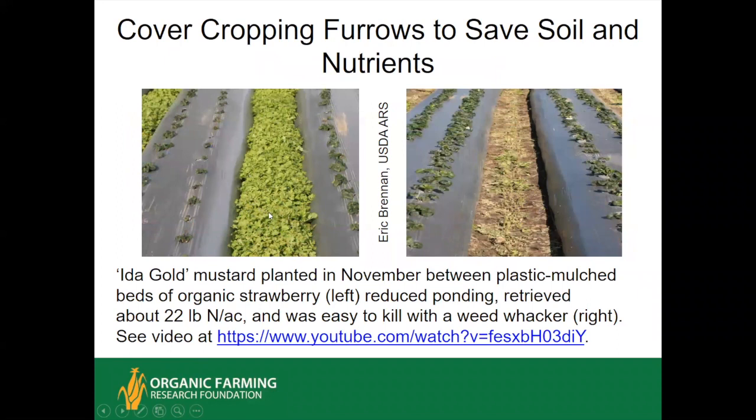And then in February, when this mustard gets a little taller than that, he comes through with a weed whacker. What this does is it provides a living cover during the period of heaviest rainfall in the winter in California. And that cover crop recovered about 22 pounds per acre of nitrogen, which is very handy. Consider it's just in the furrow. That's a pretty good performance. So it's definitely reducing nitrogen losses and certainly way cutting back on runoff and stopping erosion.